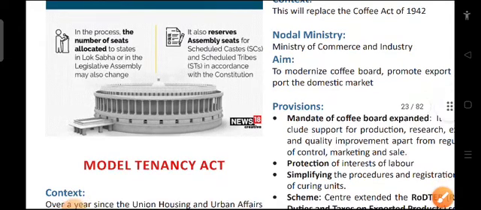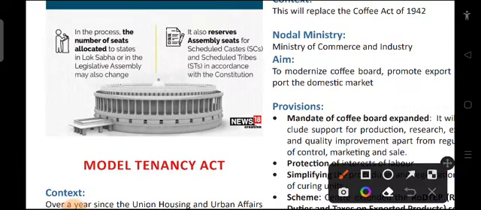So in the process, the number of seats allocated to the state in Lok Sabha or in the Legislative Assembly may change. It also reserves assembly seats for SC and ST in accordance with the constitution. This is an important point. They might ask, will the Delimitation Commission reserve assembly seats for SC, ST? Yes, there is a provision in the constitution.